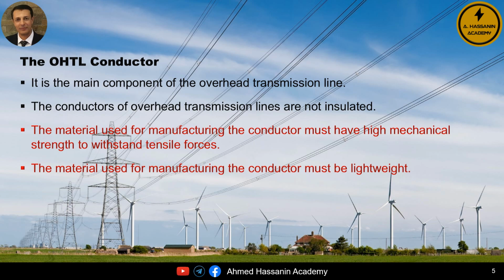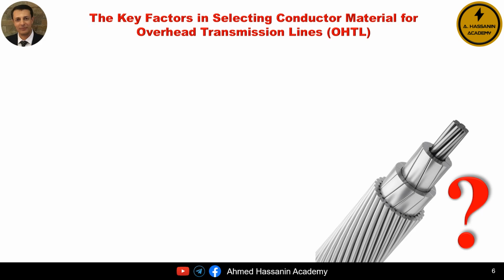The second important requirement is that the material used to manufacture the conductor should be lightweight in order to reduce the tensile force acting downward on the conductor as much as possible. It is well known that there are many types of conductors used in overhead transmission lines, and each type is made from a different material. Therefore, we need to understand, in general, the factors or criteria on which the selection of the conductor material or type used in overhead transmission lines depends.